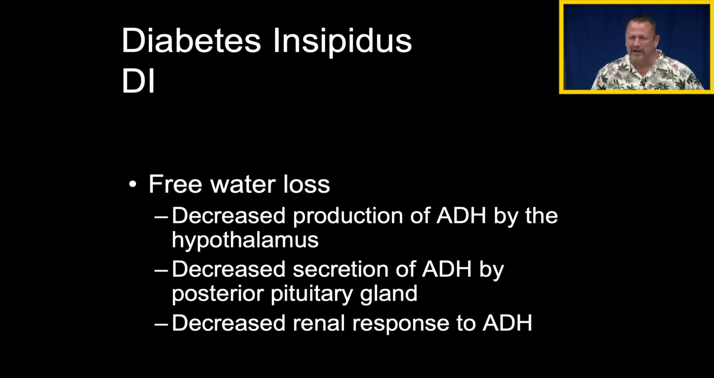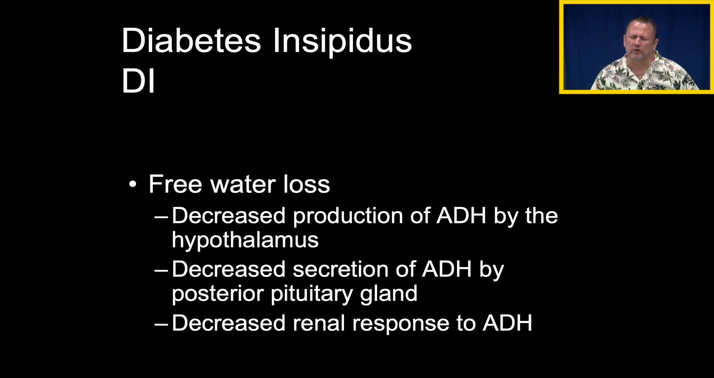Either the brain's not making antidiuretic hormone, and so we can lump the top two: either a decreased production of antidiuretic hormone by the hypothalamus or a decreased secretion of antidiuretic hormone by the posterior pituitary gland. I don't need you to know the difference between these two things. They should be lumped together. And so this is central DI. That means the brain, the pituitary, is not releasing enough antidiuretic hormone. That's central diabetes insipidus.